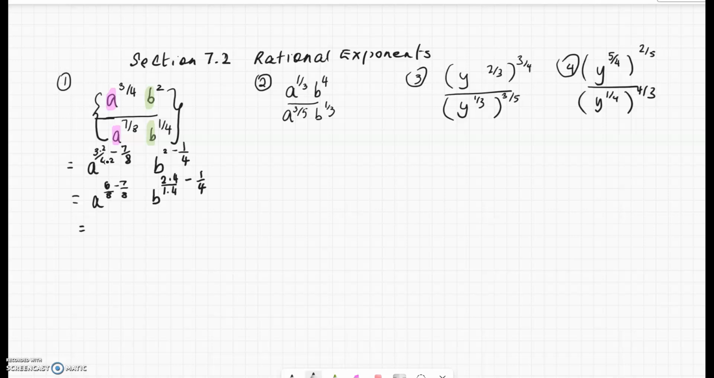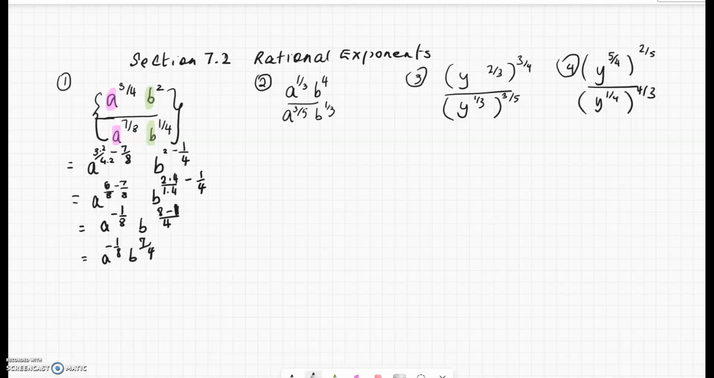You can use your calculator to do the simplifications. 6 minus 7 is negative 1 over 8, b to the 8 minus 1 over 4. So this is a to the negative 1/8, b to the 7/4.